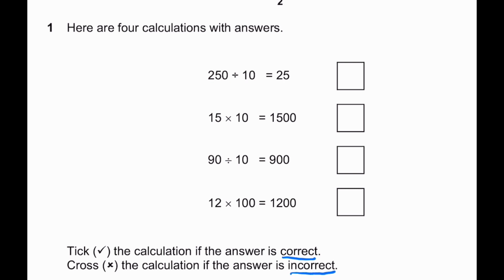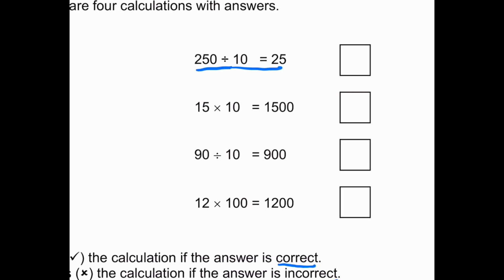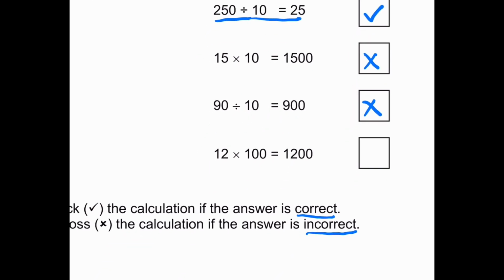Okay, so the first one, 250 divided by 10 equal to 25. You cancel both the zeros, then it'll be 25. So that's correct. Second one, 15 into 10 equal to 1,500. Oh, 15 into 10 is 150. So that's wrong. The third one, 90 divided by 10 is 900. 90 into 10 is 900, not divided by 10. So that's also wrong. Last one, 12 into 100 is 1,200. Yep, that's right.